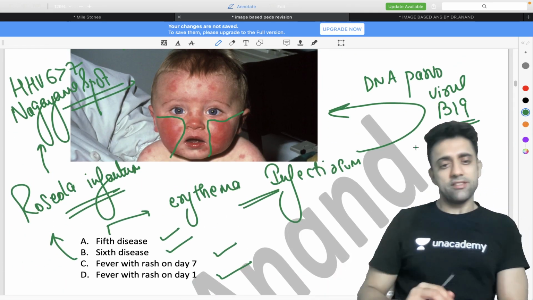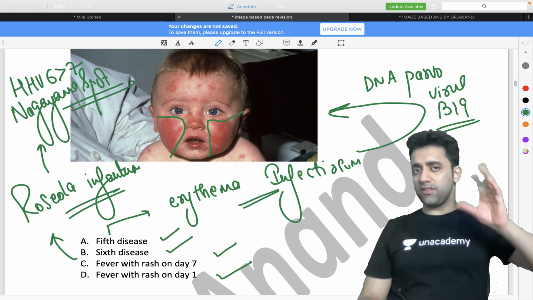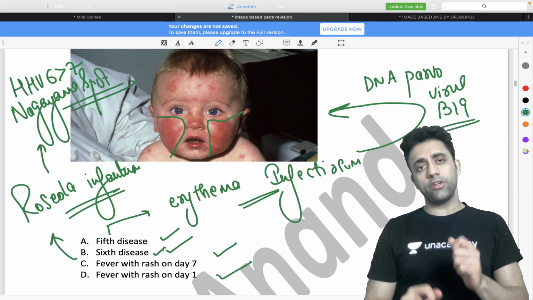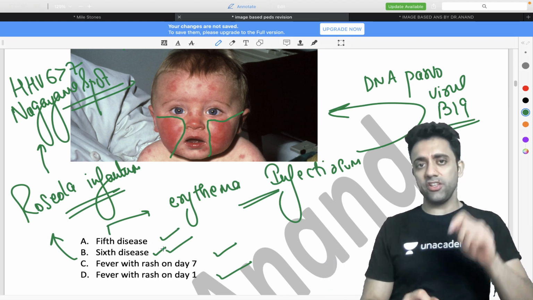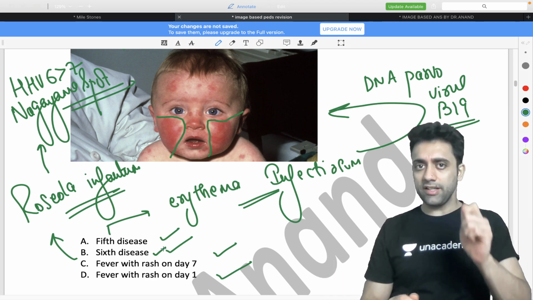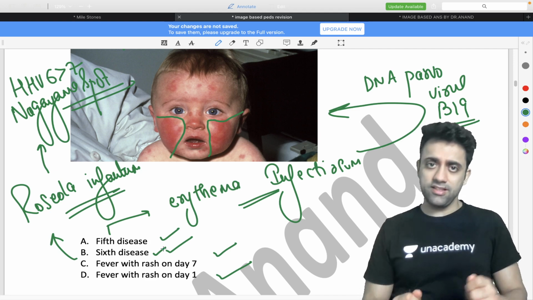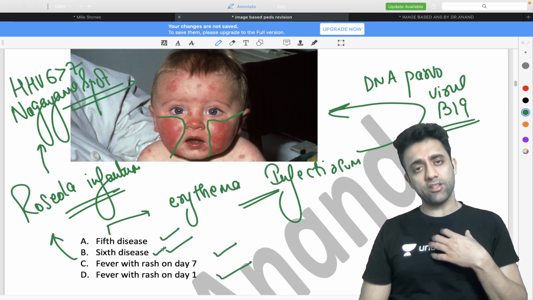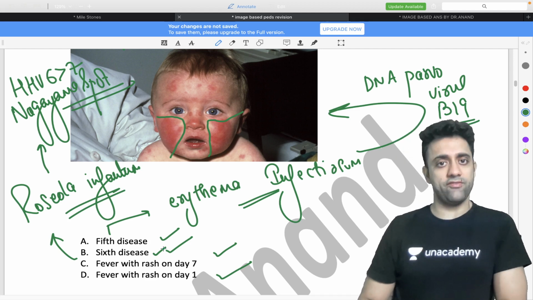Sir, how will we remember this? Sir, I get confused about which one is roseola. So please remember: if you hit a sixer, you'll get a rose. If you put a sixer, you'll get a rose. So sixth disease is roseola infantum, whereas slap cheek appearance or fifth disease is erythema infectiosum.